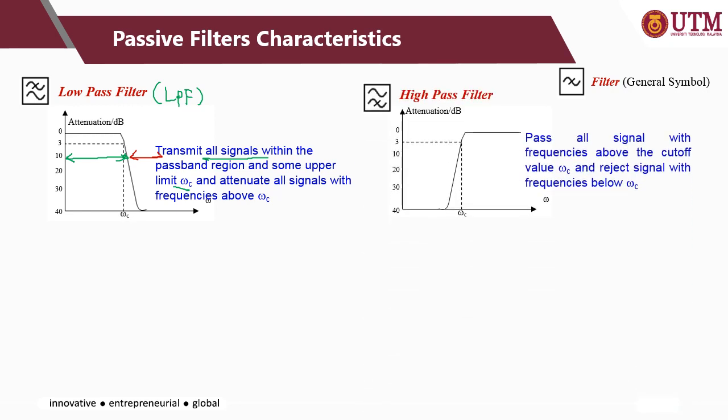Okay, next the high pass filter. All right, so this is the low pass area. For the high pass filter, it allows the signals within the passband region, from omega c onward, and rejects signals in the stopband area between the stopband frequency and omega c.